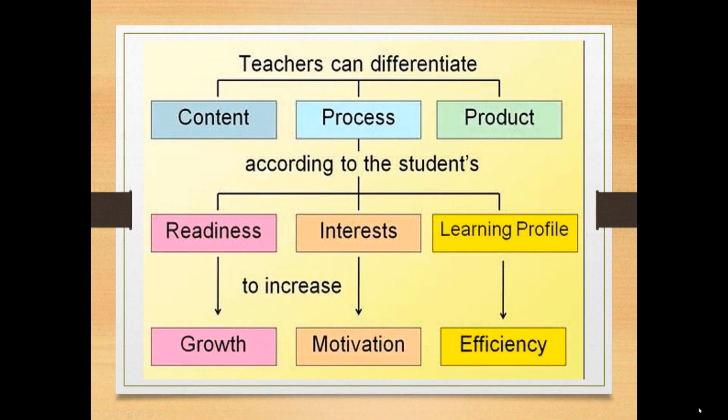So how can teachers differentiate? You can differentiate through content, through process, or through product. In this session, we're going to focus on content, and in later sessions, we'll focus on process and product. Differentiating can be done according to the student's readiness, interests, or learning profiles. Differentiation according to readiness is used to increase growth. Differentiation according to interest is used to increase motivation. And differentiation according to learning profile is used to increase efficiency.